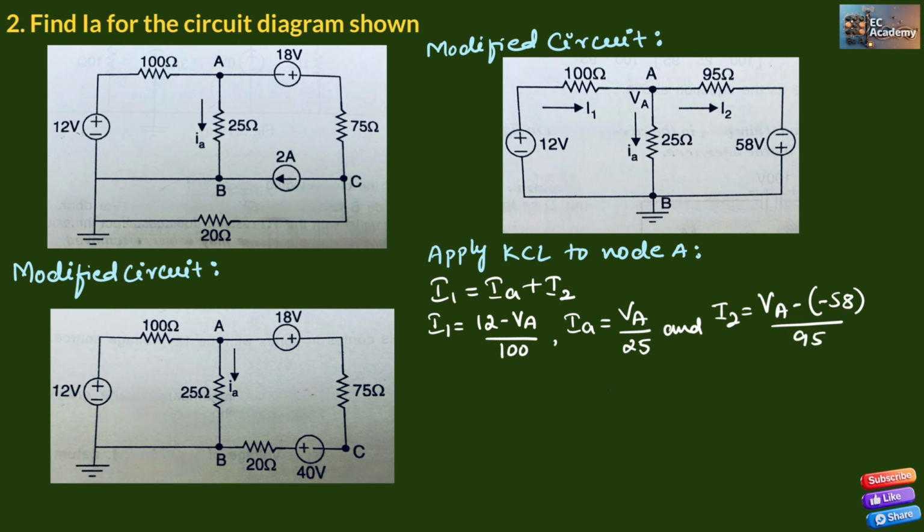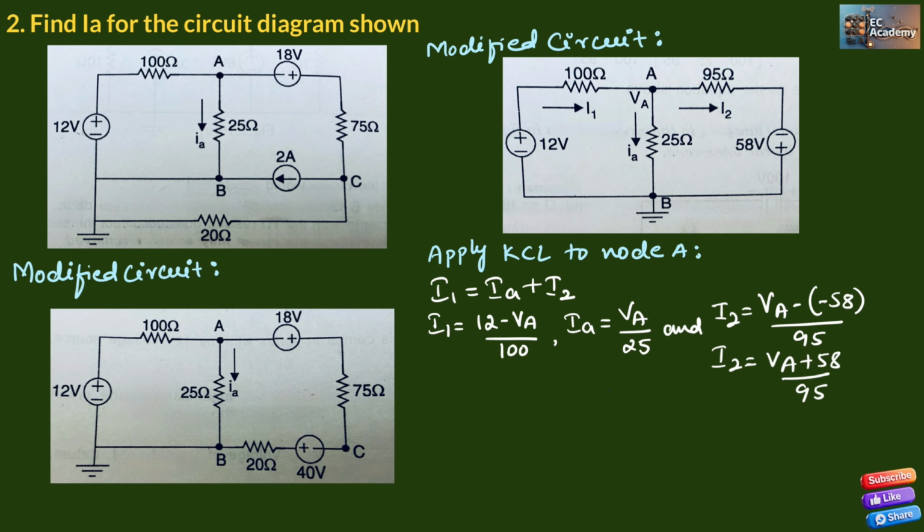We have written 58 volts as minus because of the polarity, as you can see. Here the polarity was positive and negative, and here the polarity is negative and positive. That's why here we have written it as minus 58. So we can write I2 is equal to VA plus 58 divided by 95.